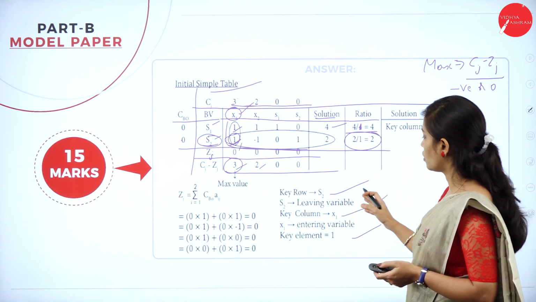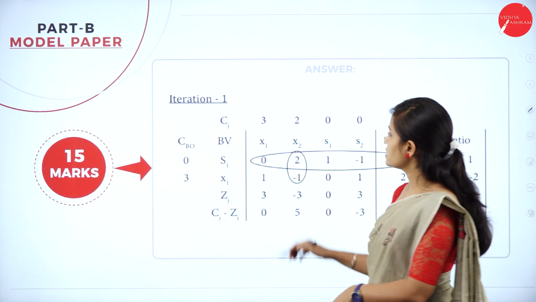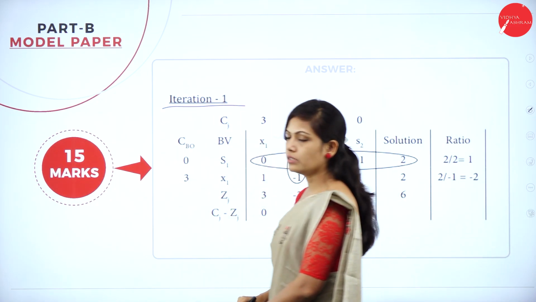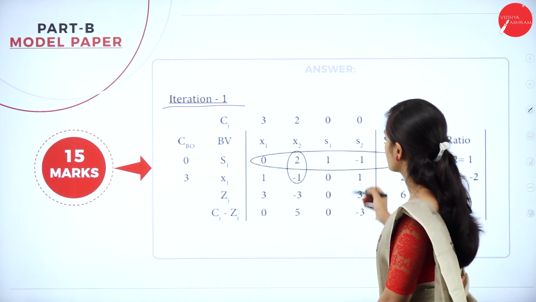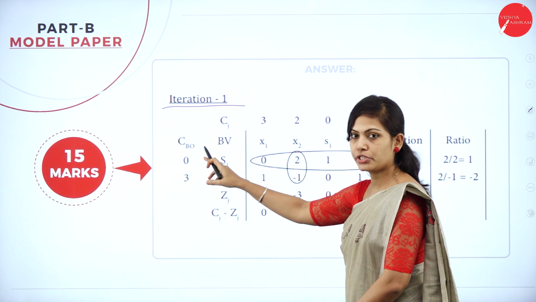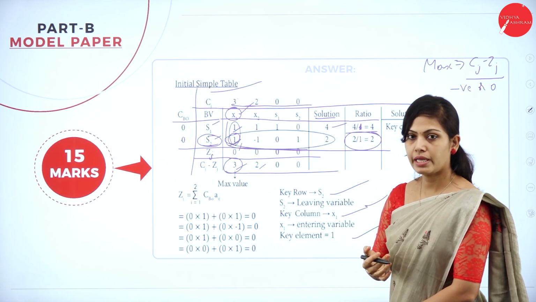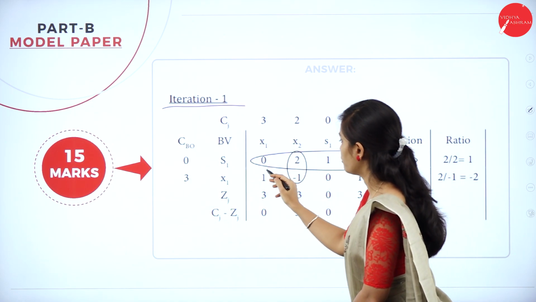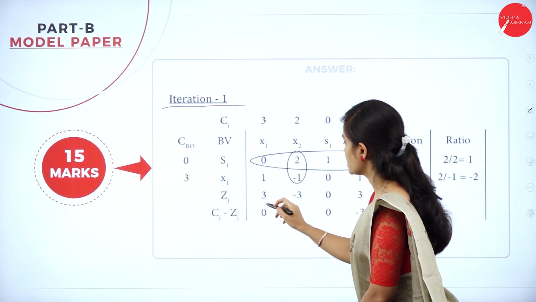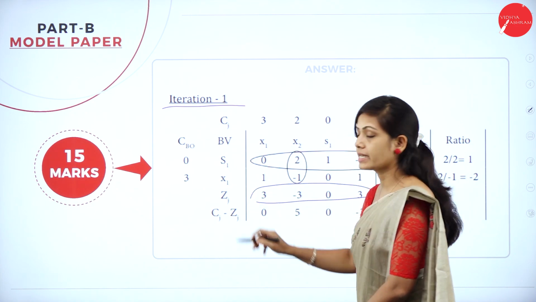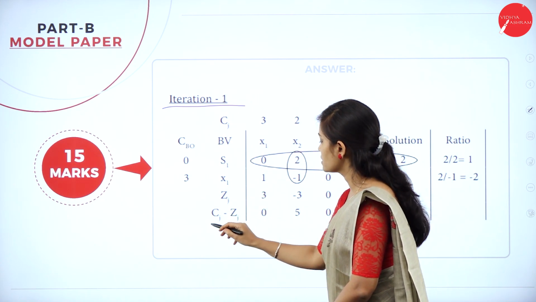First you have to list the leaving variable, entering variable, and key element. And next you have to find the first iteration. So now again with the entering variable and leaving variable, you have to find the key row and key column. And next you again have to check whether it is satisfying the optimality condition or not. So find Zj and Cj minus Zj.